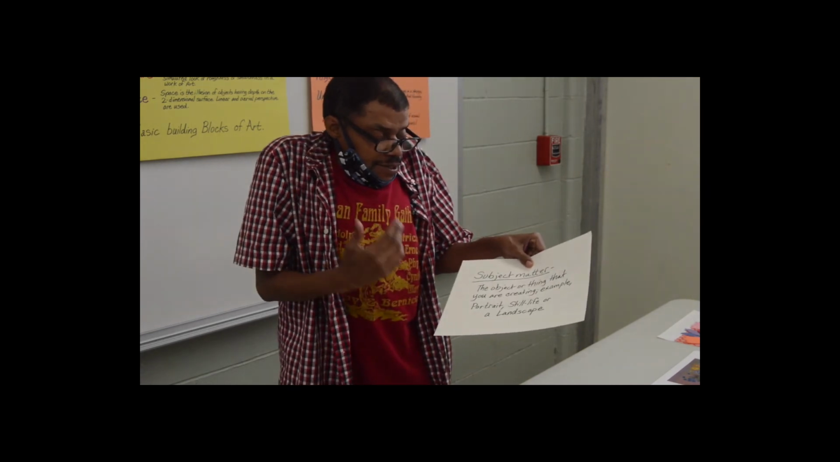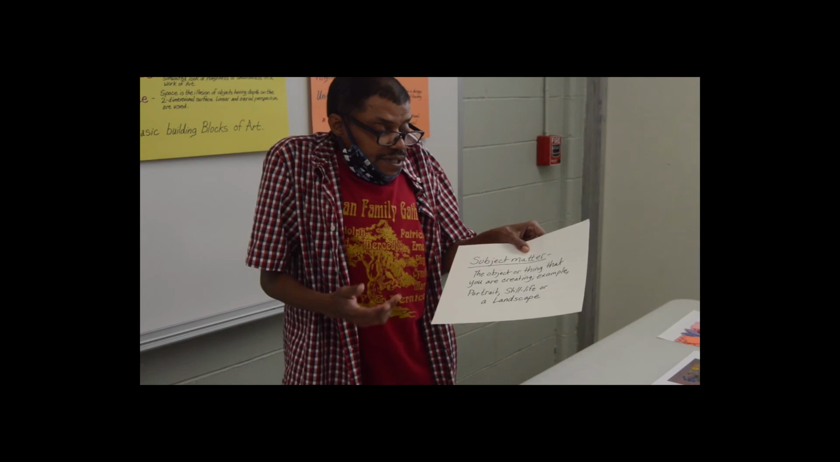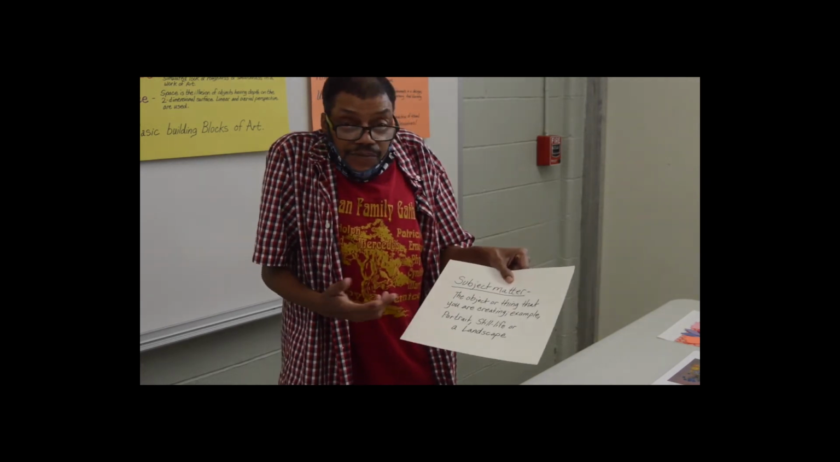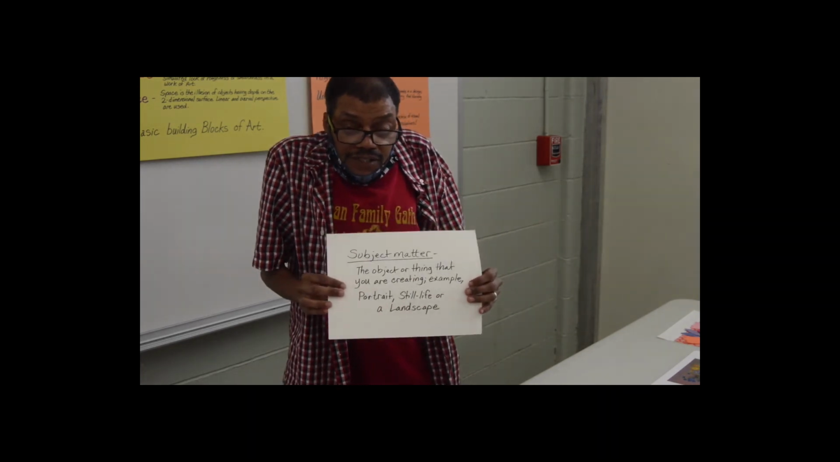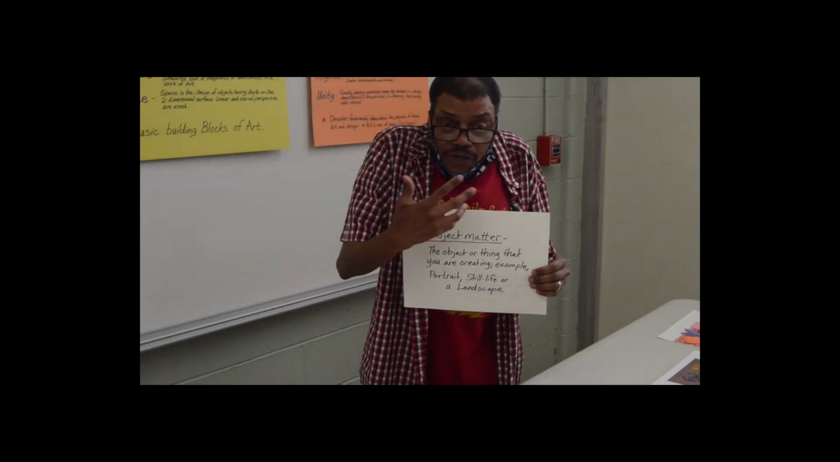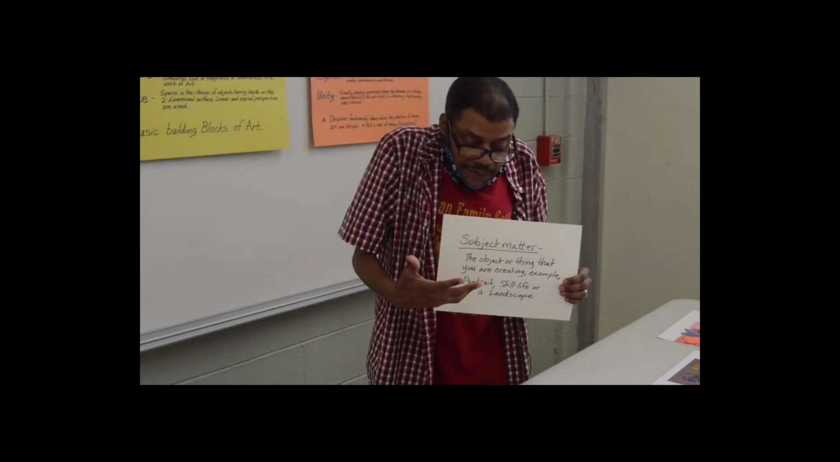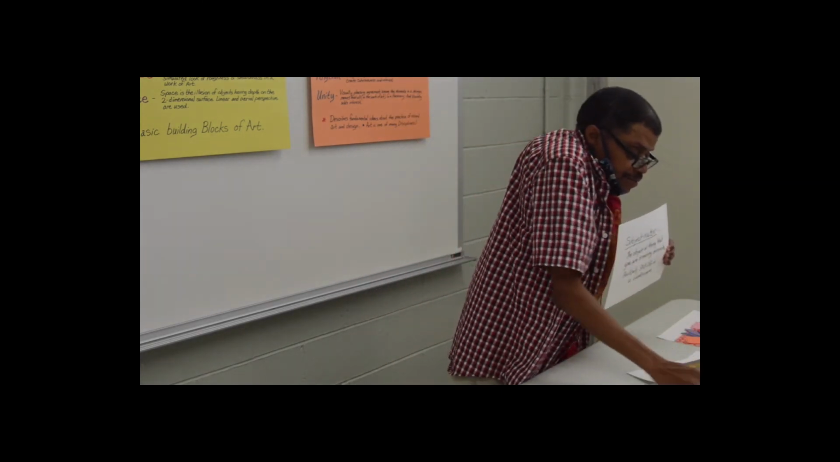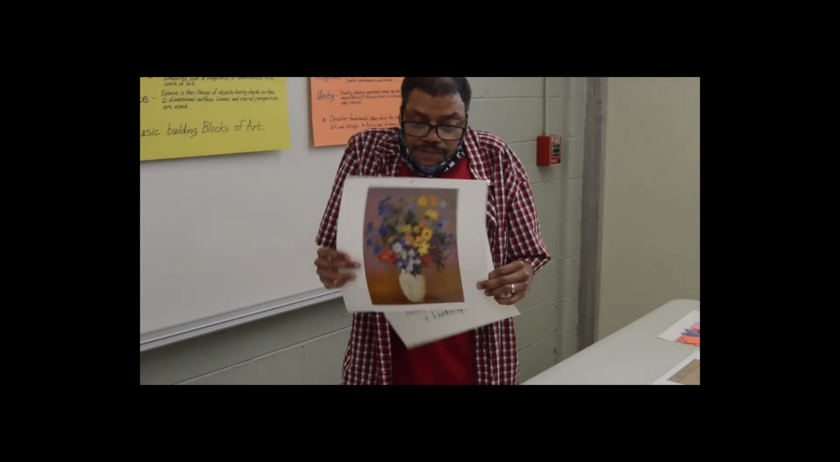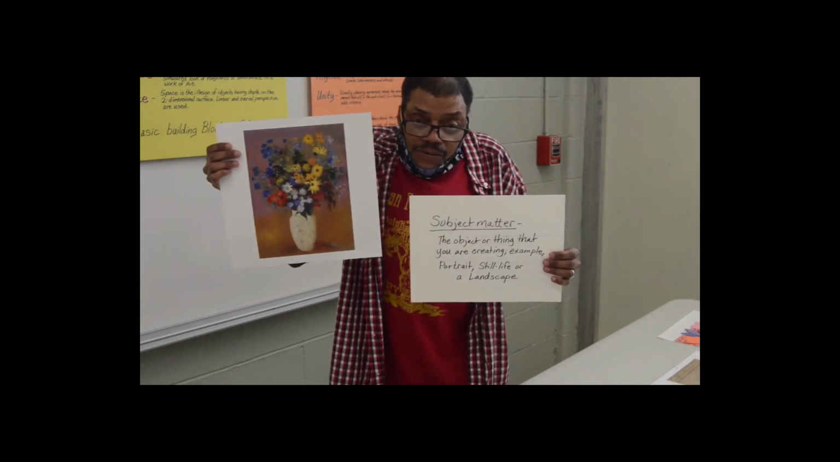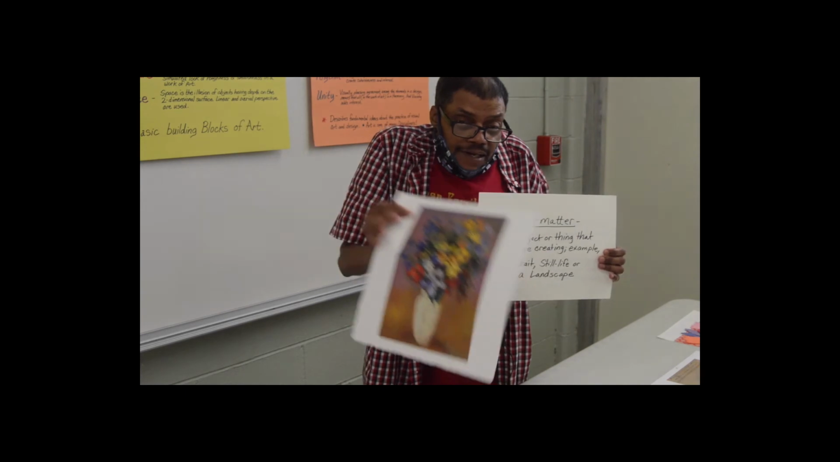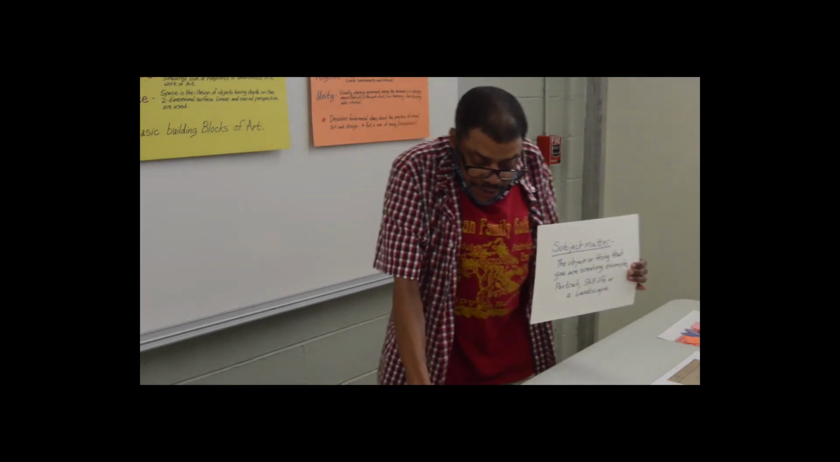So I want to also really point out that each of these pieces and paintings that you saw has a subject matter. And the subject matter is simply the object or a thing that you are creating. For example, if you are drawing a portrait of somebody, that's a subject matter. If you're doing a still life, for example, this is a still life, a painting of some flowers. That's a subject matter. And then you can also have, just like the Van Gogh painting, this is a landscape. That is another subject matter.